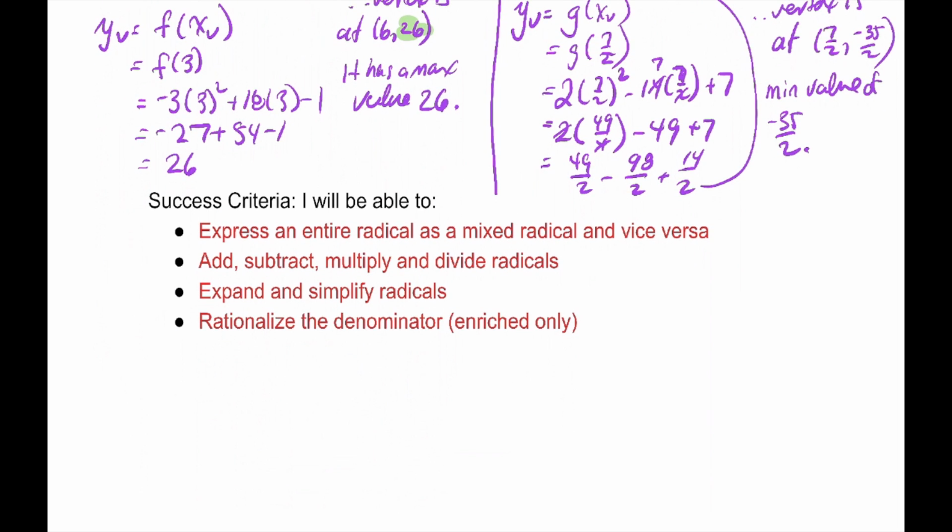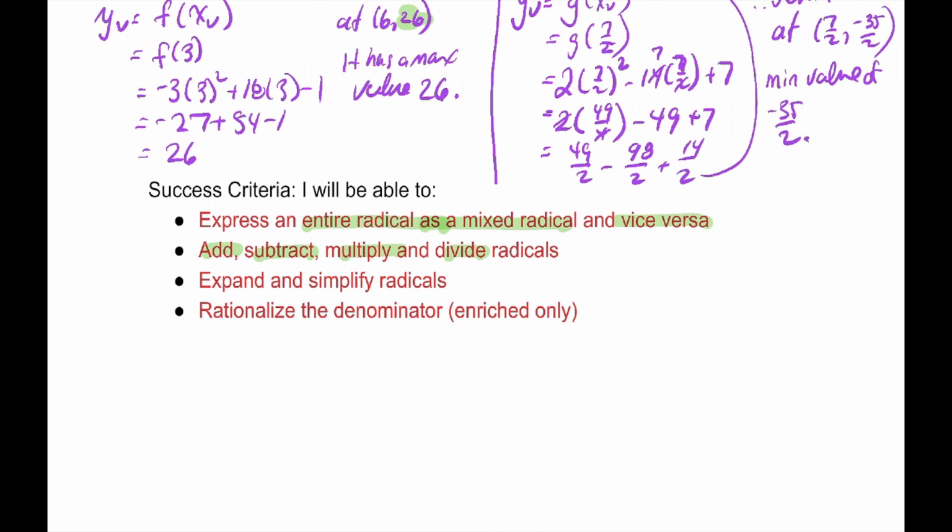So the success criteria is we would be able to express an entire radical as a mixed radical. So be able to convert an entire radical to a mixed radical and vice versa, so go back from a mixed radical to an entire radical if need be. We're going to be able to add, subtract, multiply, and divide radicals. Radicals are a lot like polynomials in terms, where we can add, subtract, multiply, and divide terms. It's going to be likewise with radicals. Then, given an expression, we could expand and simplify radicals. And we're not going to have to worry about rationalizing a denominator because that's for the enriched section only.